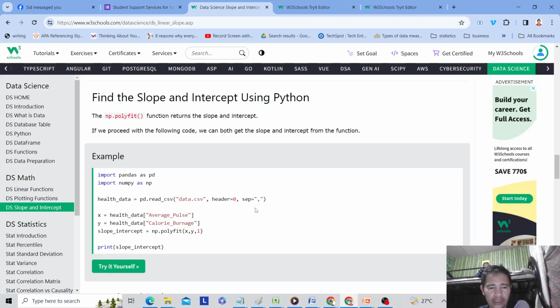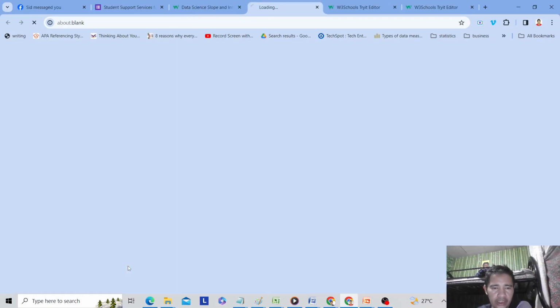x equals health_data average pulse. y equals health_data calorie burnage. Then we have the code slope, intercept equals np.polyfit(x, y, 1). Then we print the slope and intercept. So let's click try it yourself.